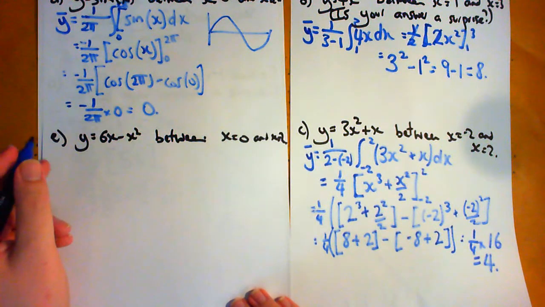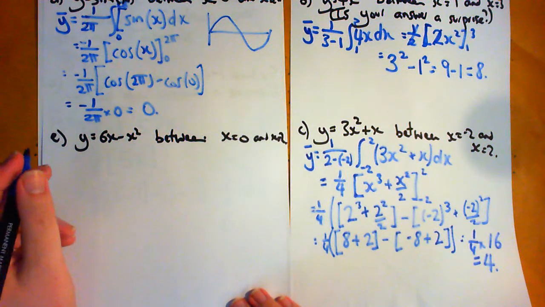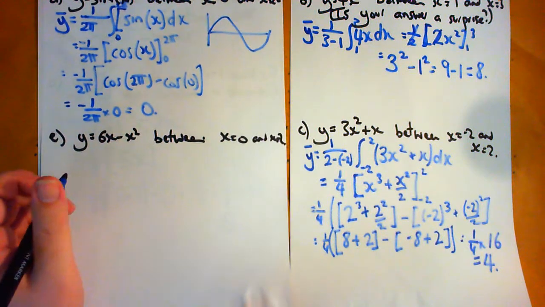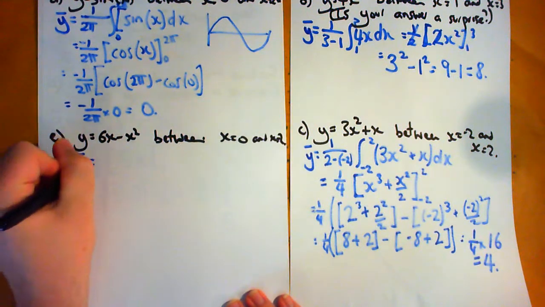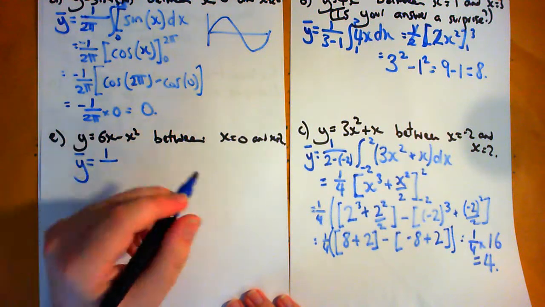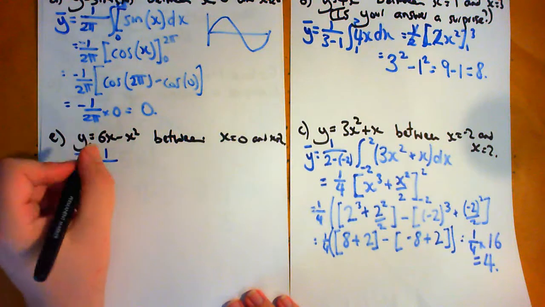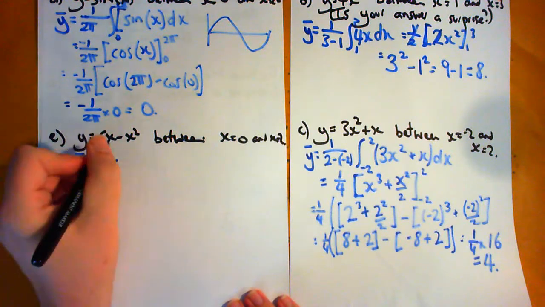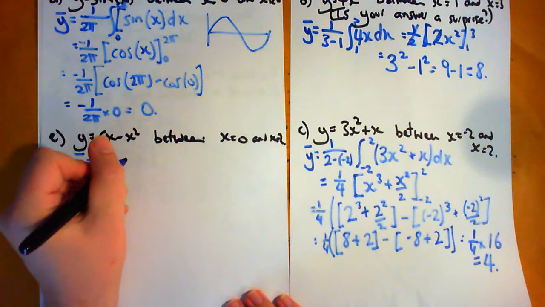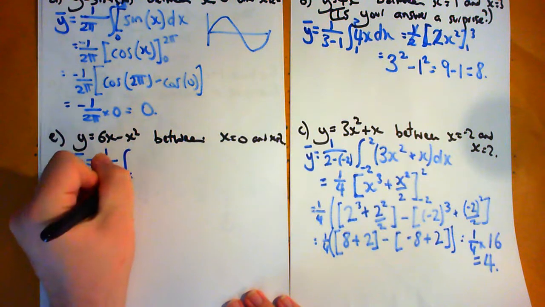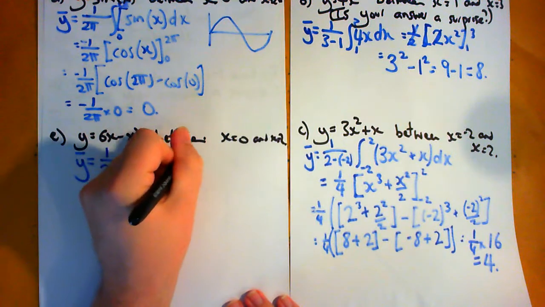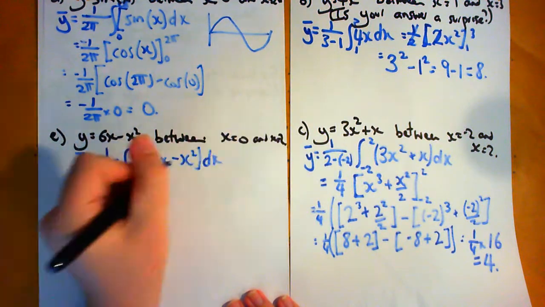Okay, question E, we've got the function y equals 6x minus x squared between x equals 0 and x equals 2. So our y bar is going to be 1 over b minus a, which is a is 0, b is 2, so this will be 1 over 2 minus 0, so 1 over 2. Don't need to write the minus 0, just like we didn't with question D. Times the integral from 0 to 2 of our function 6x minus x squared dx.